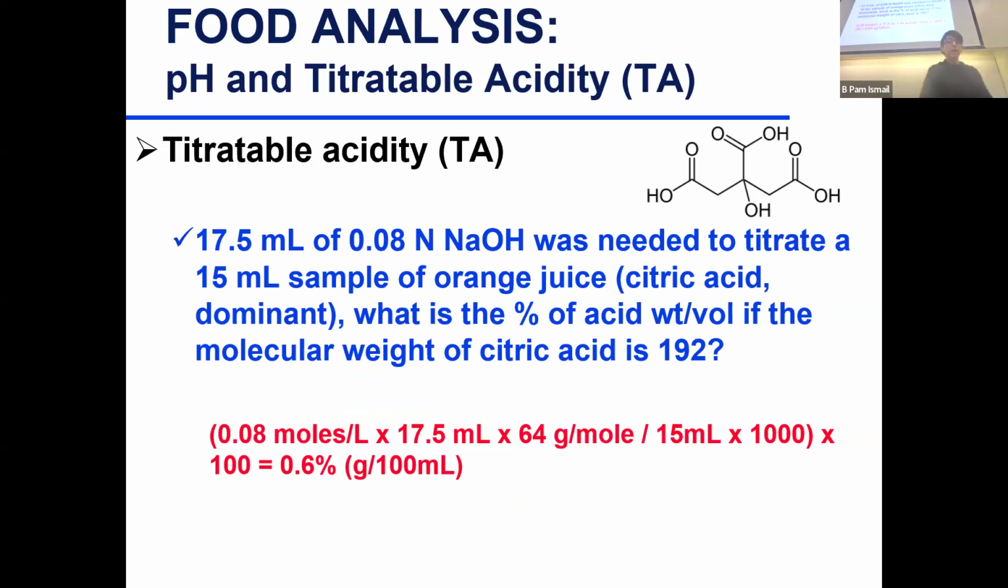All right, just applying the equation, the only thing you have to really remember is that you use the equivalent weight based on the number of carboxyl groups instead of the molecular weight, because if you have more than one carboxyl group, you have multiple hydrogens, multiple equivalents.